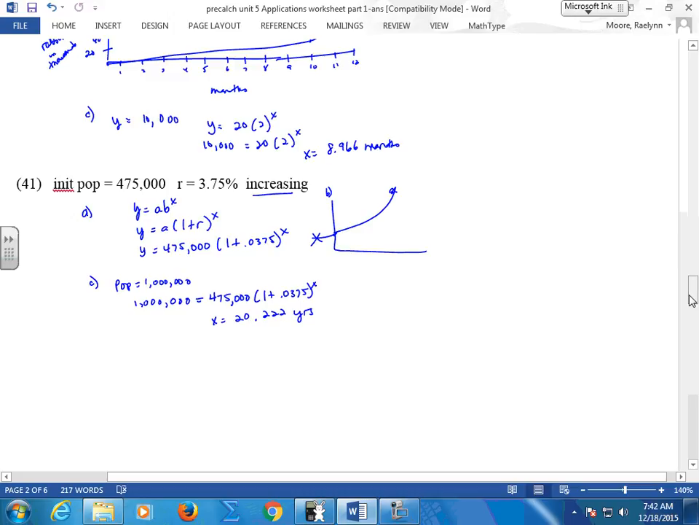Okay. Here's another one. I gave you this one. Your initial population is increasing. So we did a decreasing one, we did a 1 minus. So this one's just a 1 plus. I want to know how many years it is going to take to increase my population to 1 million. You started at 475,000, so your Y2 says 1 million.